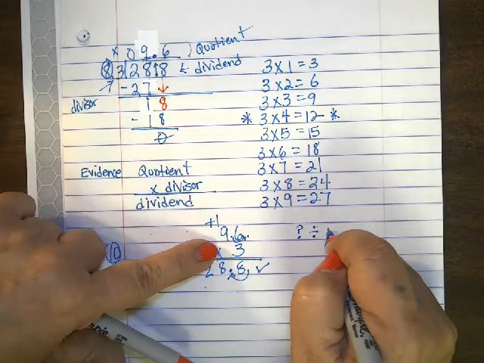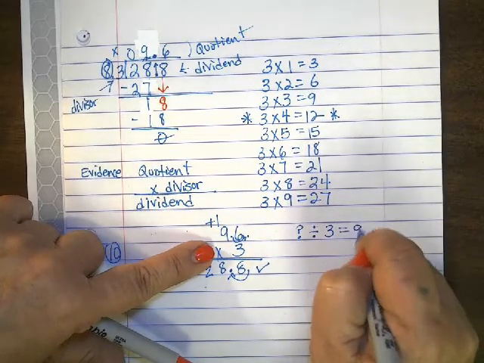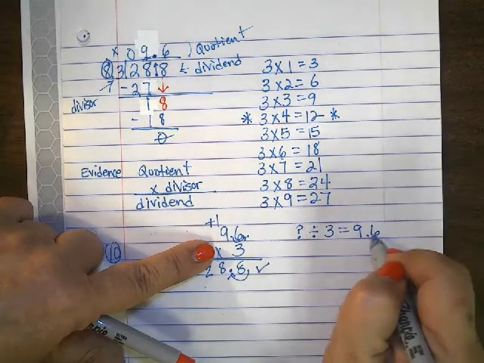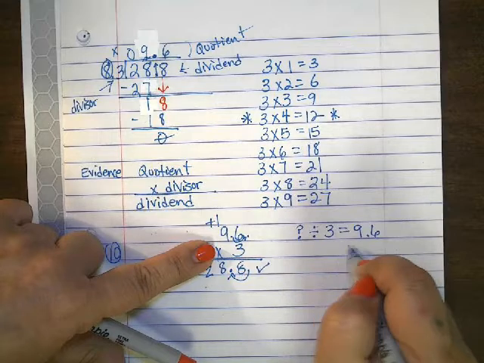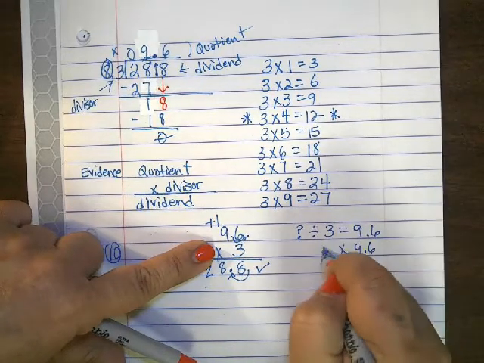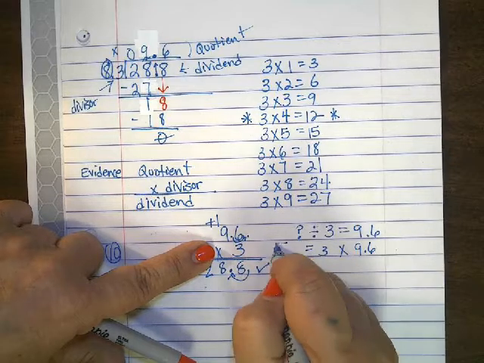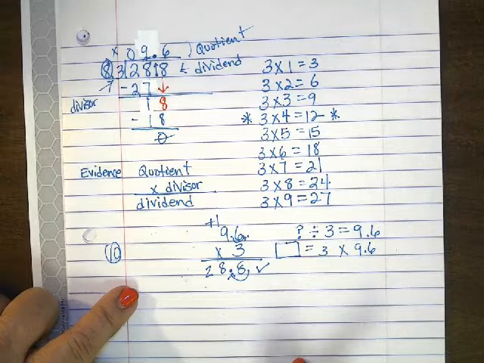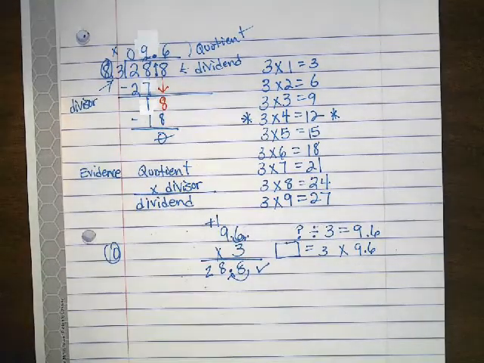So here, when you're checking your work, you would just work backwards. 9 6/10 times the divisor will equal the dividend. And that's just what it's saying.